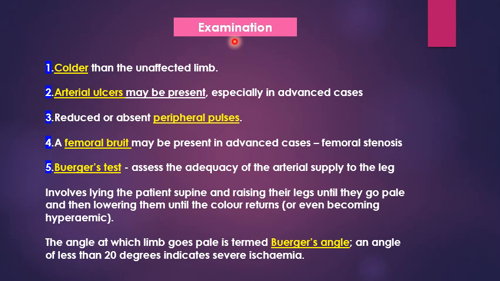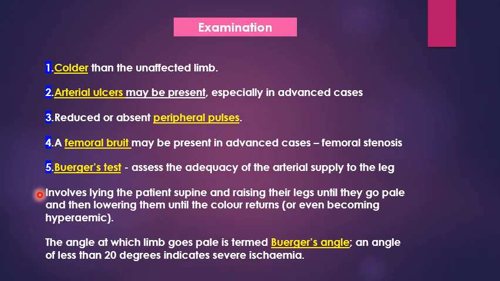On examination, what you get in this patient is that the affected limb is colder than the unaffected limb. Arterial ulcers may be present, especially in advanced cases. There may be distal peripheral ulcers, reduced or absent peripheral pulses, and a femoral bruit if there's a blockage or narrowing of the femoral arteries, which can be due to femoral stenosis in advanced cases. And the Buerger's test may become positive. This tests the adequacy of the arterial supply to the leg.